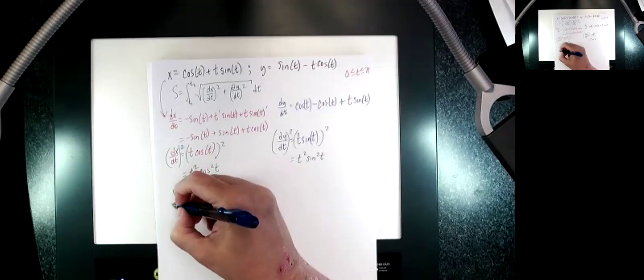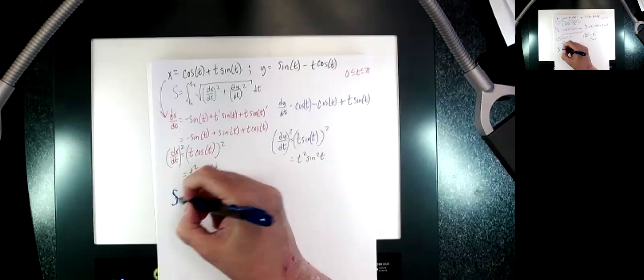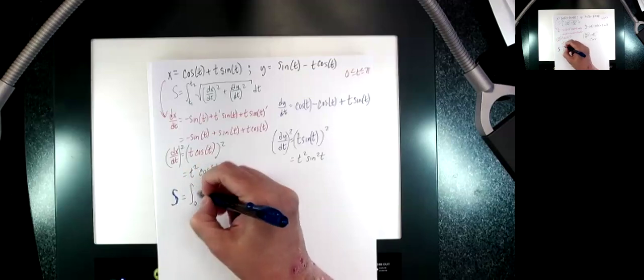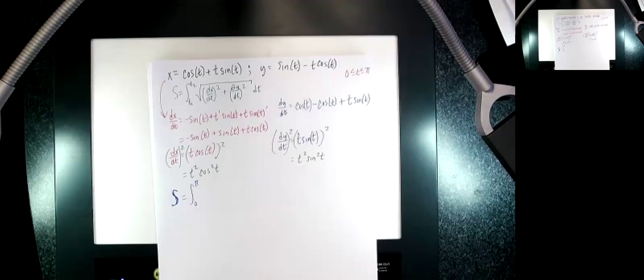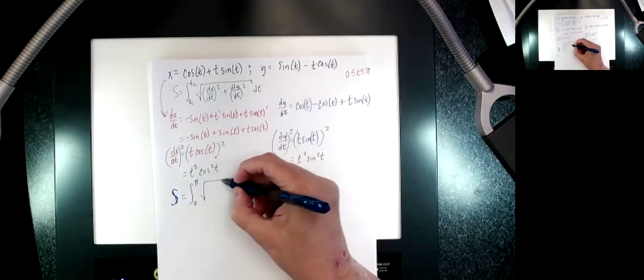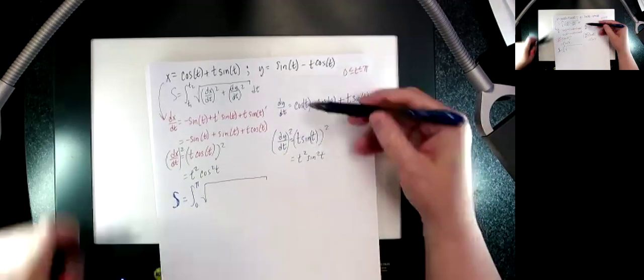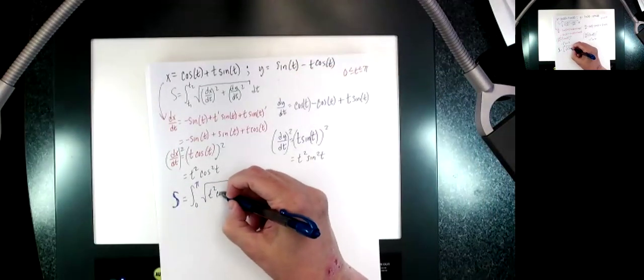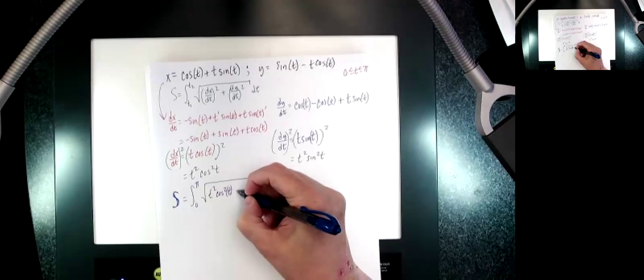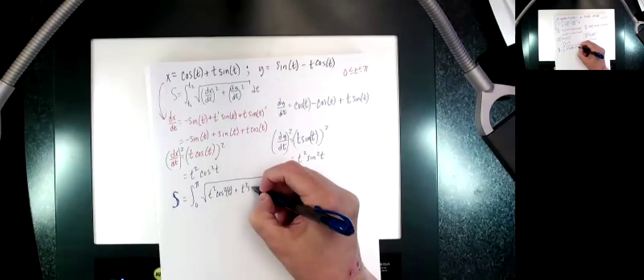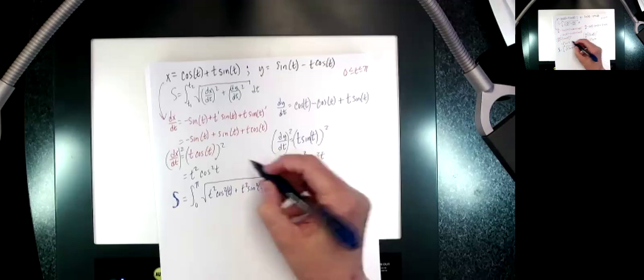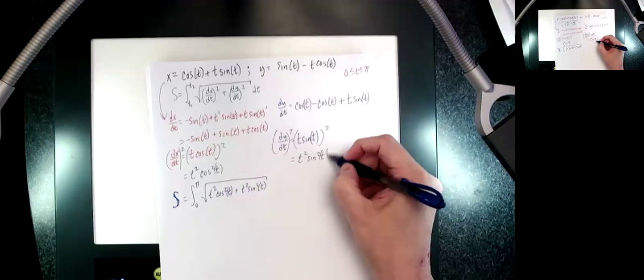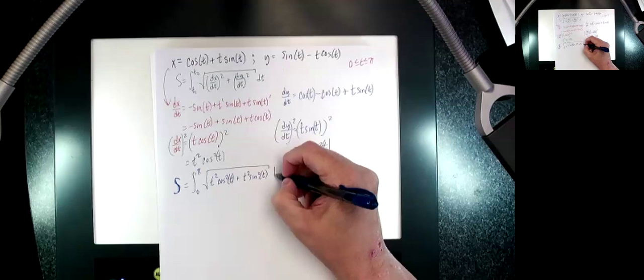So we're going to do s, going from t1 to t2, which is 0 to pi. We're going to have the square root. I've already done the squaring portions, I'm just plugging these in. So t squared cosine squared t plus t squared sine squared t, dt.